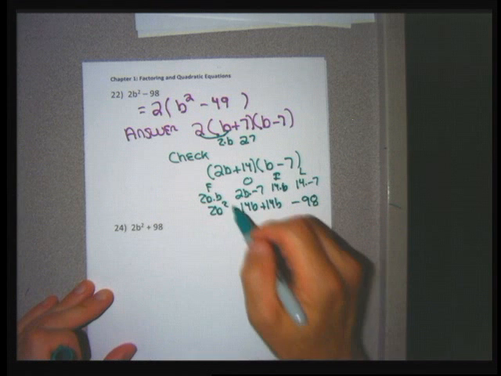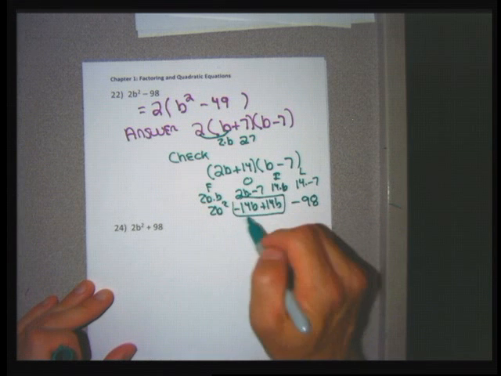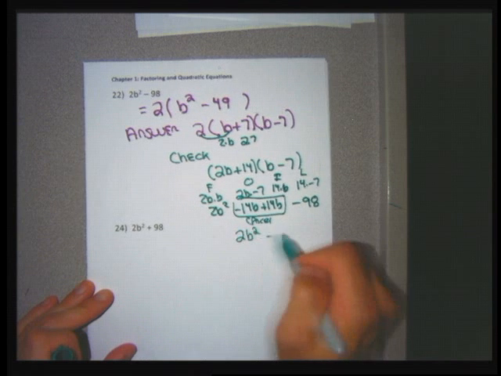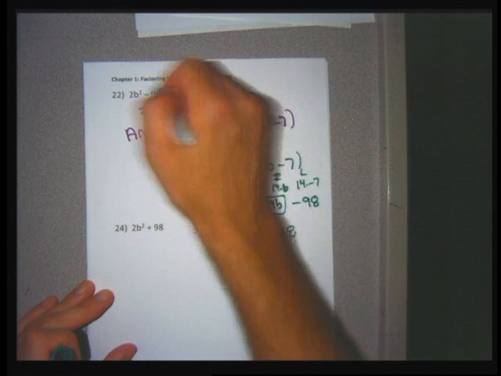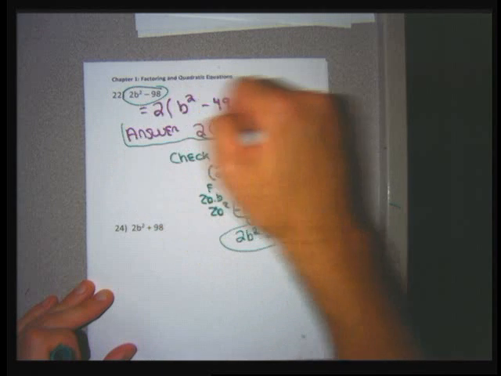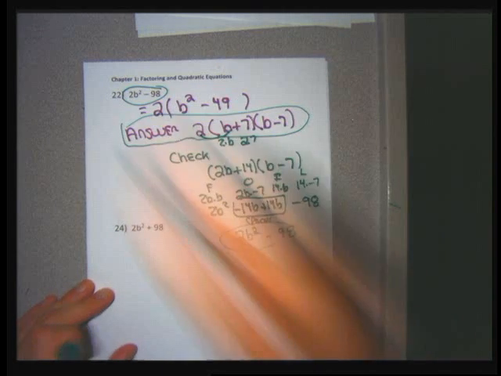The outers and the inners are opposites, so they cancel. The 2b squared comes down, the minus 98 comes down, and because that's exactly the original problem, I know this thing that I wrote in purple that I said was the answer is correct.